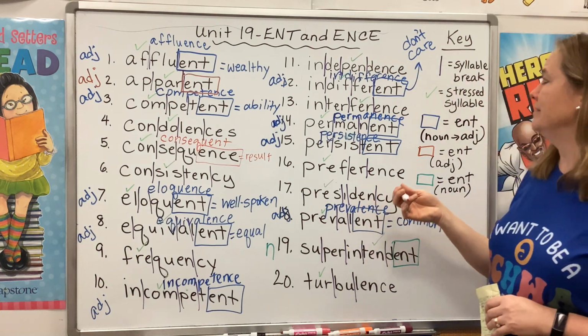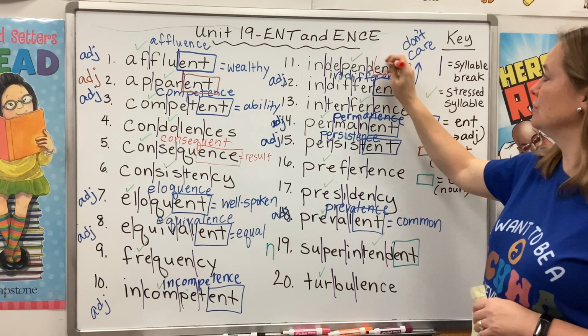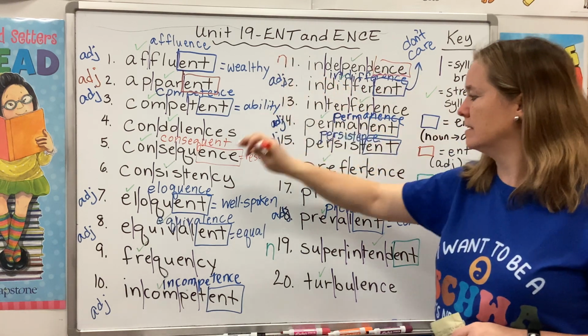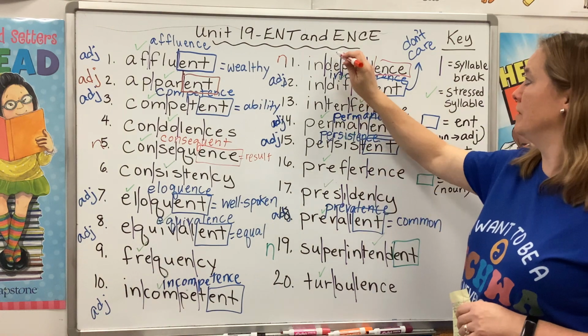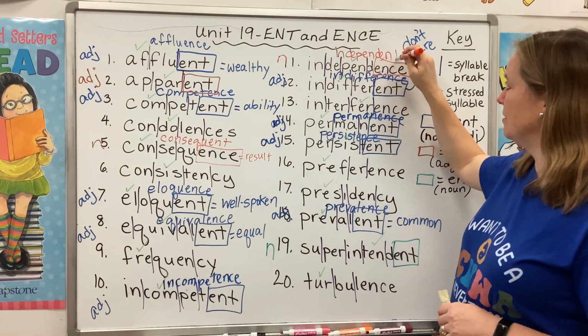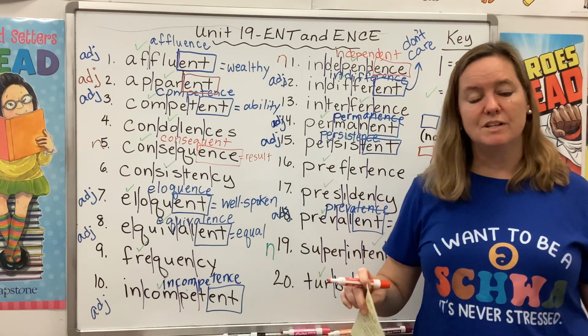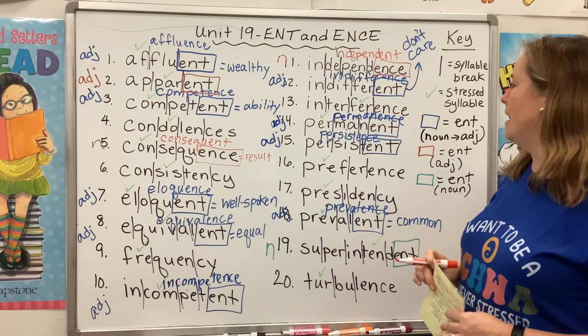We have independence. There's our noun. But we have an adjective form. I bet you know what it is. Independent, right? If you're independent, you can do it yourself. You can live on your own. You don't need help.